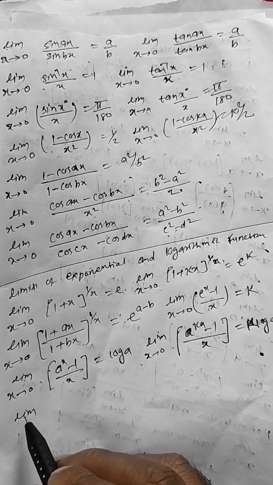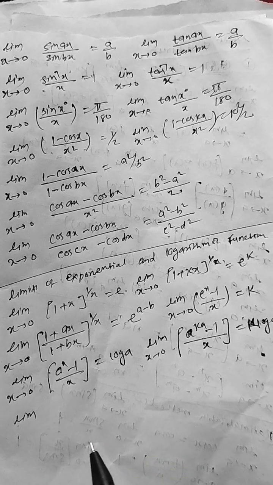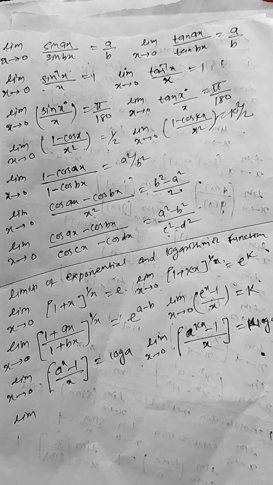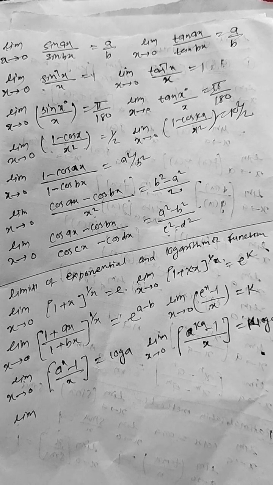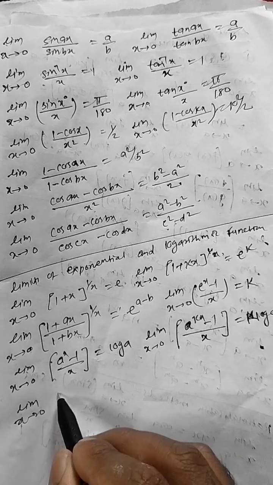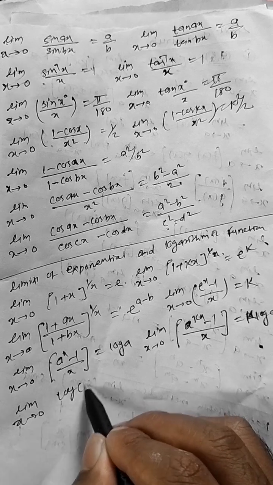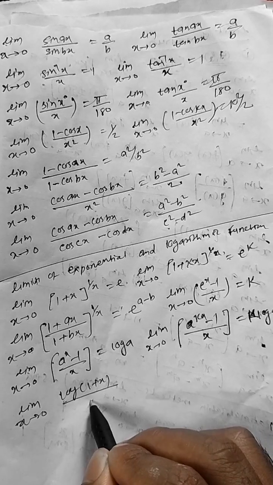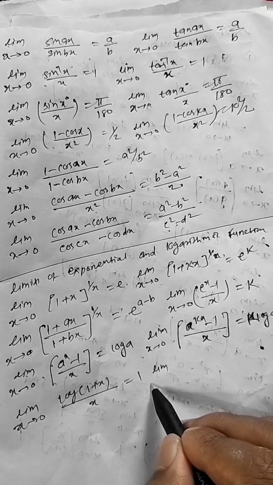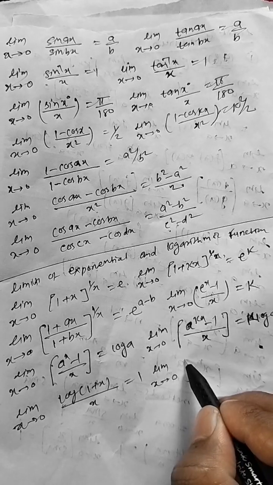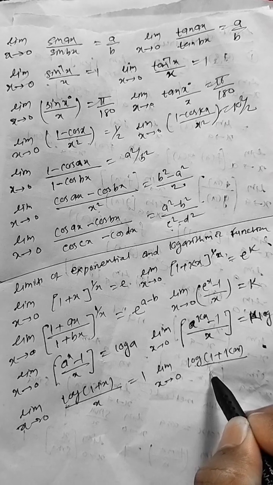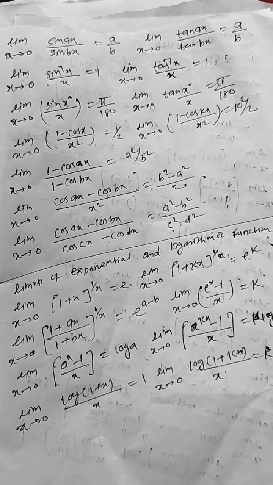Limit x tends to 0 log(1 plus x) upon x equal to 1. Limit x tends to 0 log(1 plus kx) upon x is equal to k.